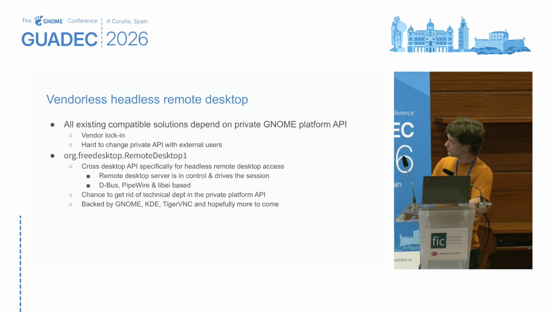It's a great chance to get rid of technical debt. For example, the D-Bus methods and some stuff that can be migrated away from this API into PipeWire, we can finally do. So once this one is out and anything that is relevant has migrated to it, we can start actually cleaning up the platform API to make it actually a platform API.